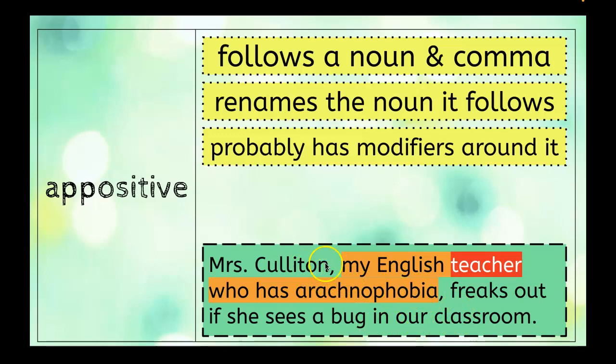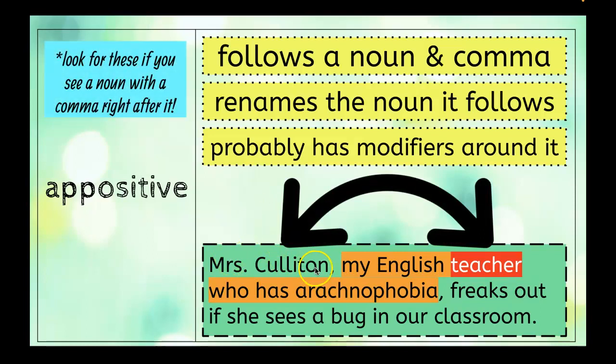So here's Mrs. Culleton. It's got a noun after it, and I'm renaming Mrs. Culleton as a teacher. Mrs. Culleton is my teacher. Now you can see that there are adjectives describing which teacher? My English teacher. You can see there's also a dependent clause in here. But as long as there's a noun here, this entire phrase is called an appositive because teacher renames Mrs. Culleton.